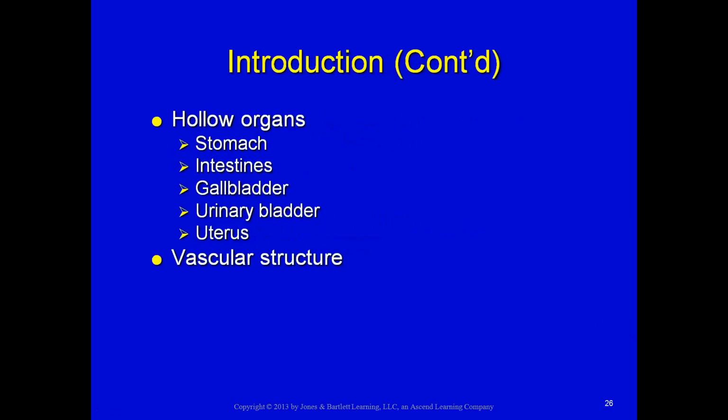There's a lot of vessels in the abdomen as well. You've got the aorta and the inferior vena cava. So those vessels can be torn and bleed heavily as well.